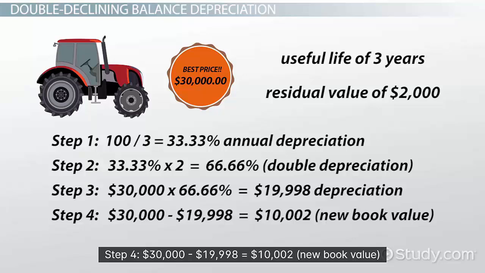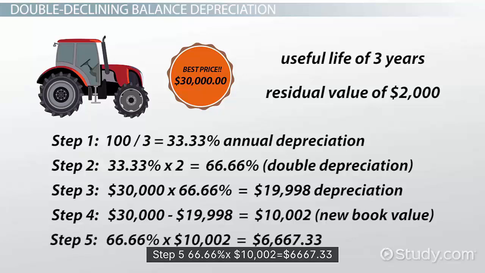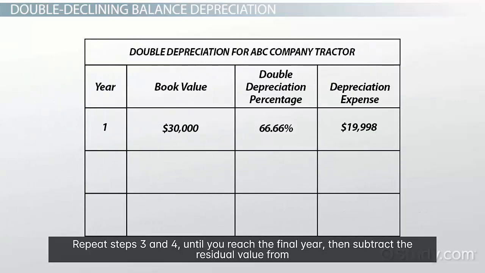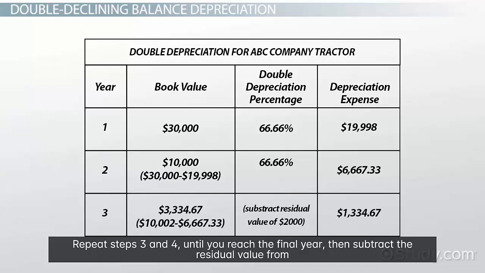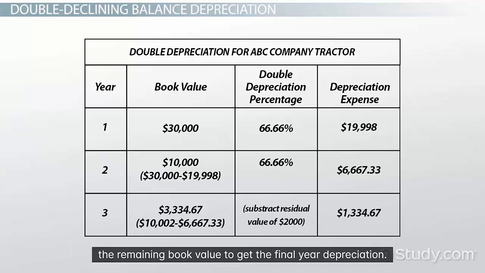$10,002, new book value. Step 5. 66.66% times $10,002 equals $6,667.33. Repeat steps 3 and 4 until you reach the final year, then subtract the residual value from the remaining book value to get the final year depreciation.